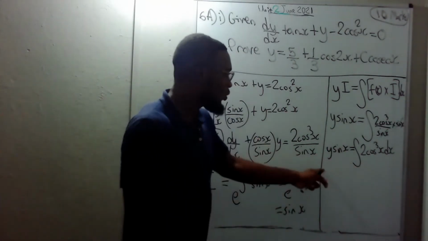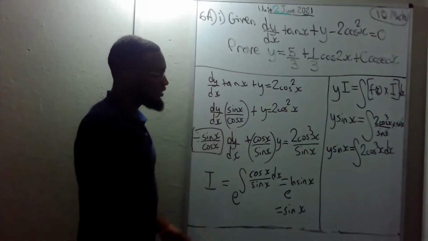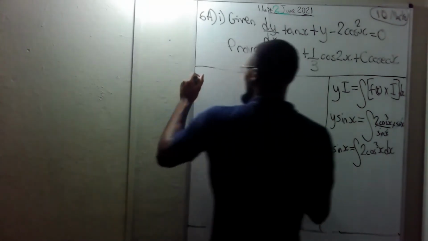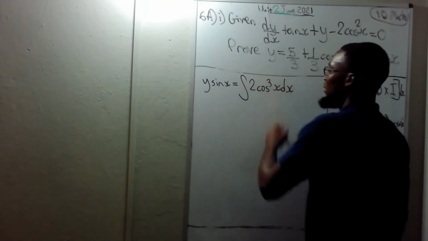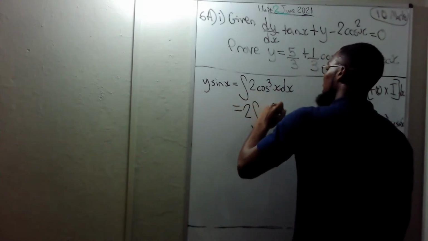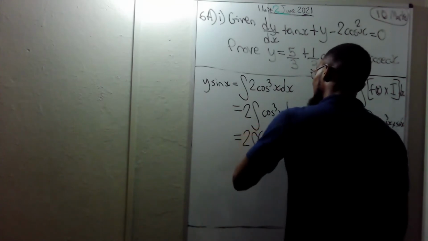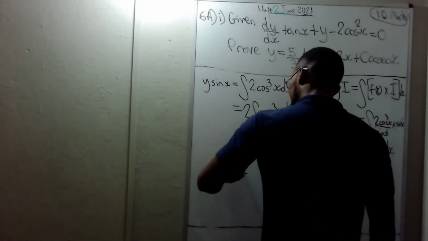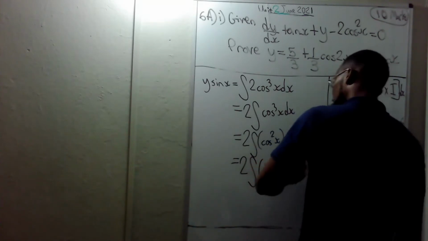Now, this is a whole different ball game. We're going to take off this side to integrate 2 cos cube x. So now we end up with y sine x is equal to the integral of 2 cos cube x dx. We can factor out the 2 times the integral of cos cube x dx, and then rewrite this as 2 times the integral of cos square x times cos x dx, and cos square x, remember, is 1 minus sine squared. So this becomes 2 times the integral of 1 minus sine square x times cos x dx. So that is y sine x.